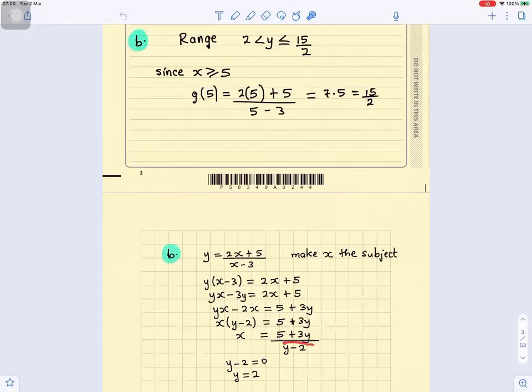And you want the value that will make the denominator 0. So if y minus 2 equals 0, y equals 2. And that is how we get that 2 there and that 15 over 2.